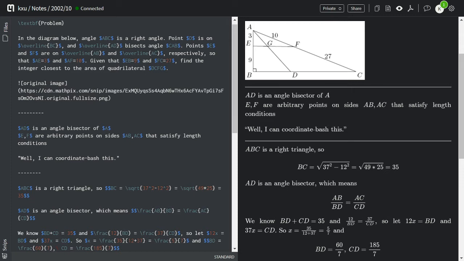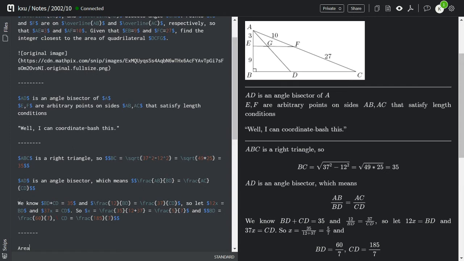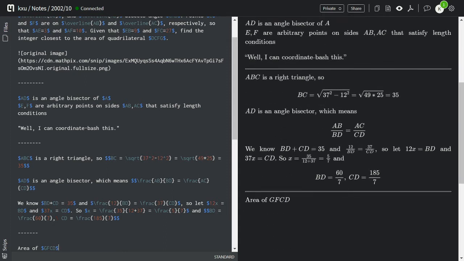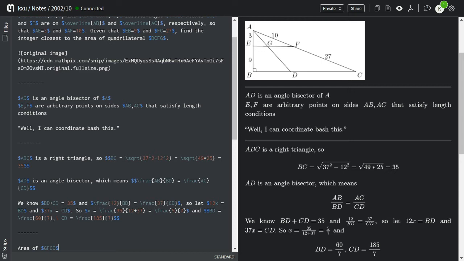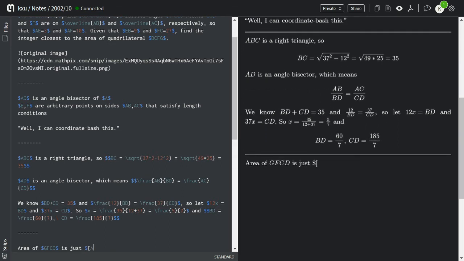So in this case, we want to find the area of GFCD, and looking at it, there are a few different ways we can calculate this area, but one of the most straightforward seems to be just the difference of areas in two triangles, ADC and AGF. So ADC minus AGF, okay?